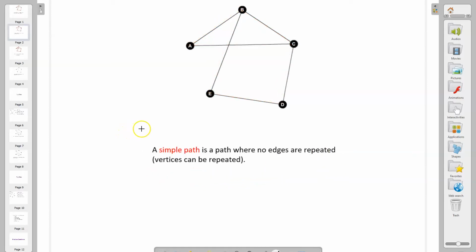A simple path is a path where no edges are repeated. Vertices, however, can be repeated. So on the graph above, an example of a simple path: AB, BC, CD, DE, and EB. So the vertex B was repeated, but none of the edges were reused twice. We would describe that path simply by the letters of the vertices that it connected: A, B, C, D, E, and back to B.